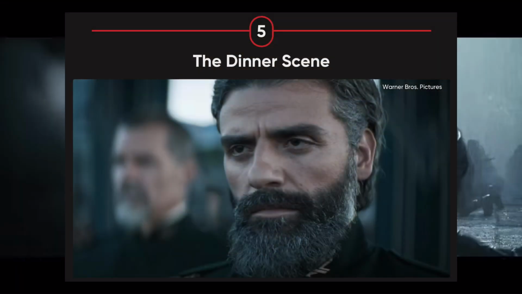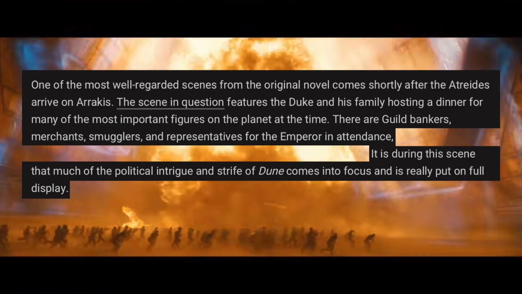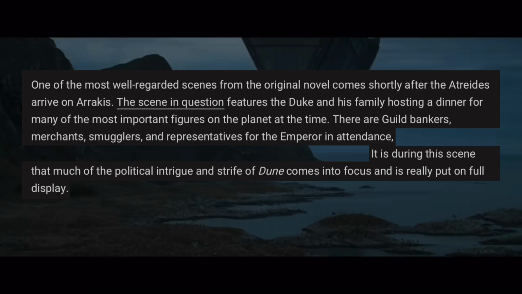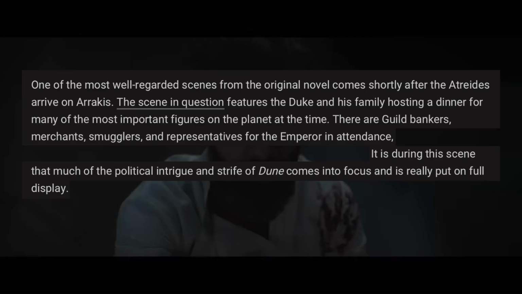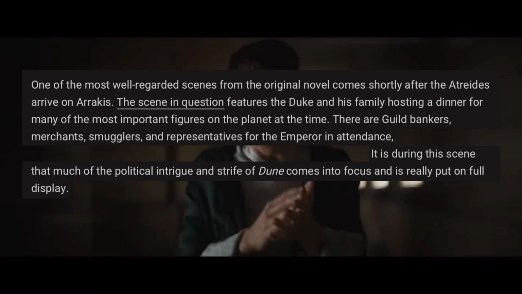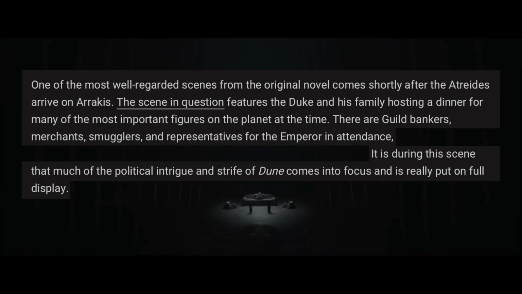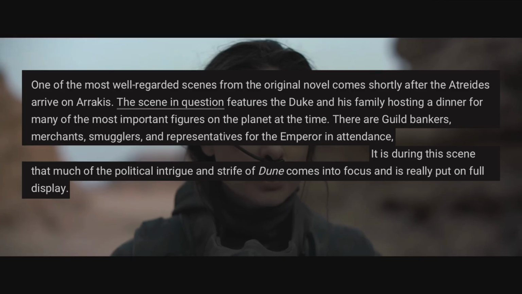Number 5, the dinner scene. One of the most well-regarded scenes from the original novel comes shortly after the Atreides arrive on Arrakis. The scene in question features the Duke and his family hosting a dinner for many of the most important figures on the planet at the time. There are guild bankers, merchants, smugglers, and representatives for the Emperor in attendance.